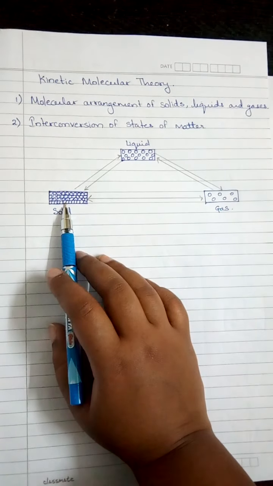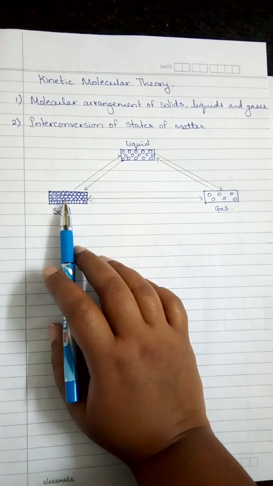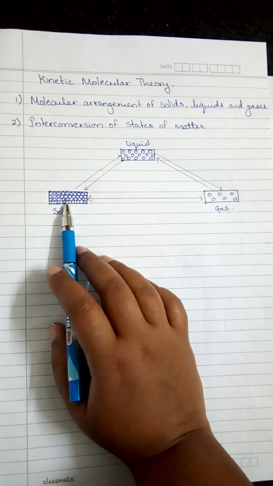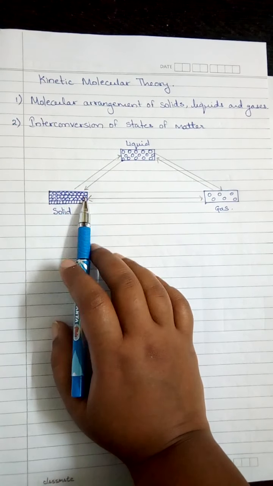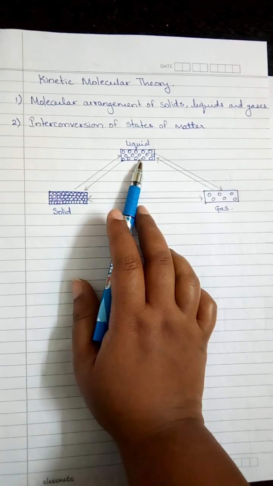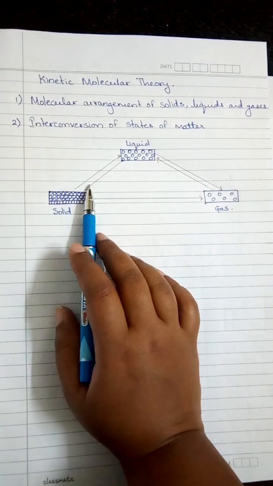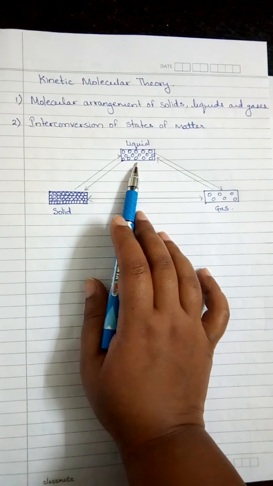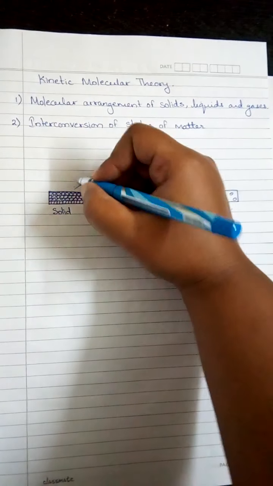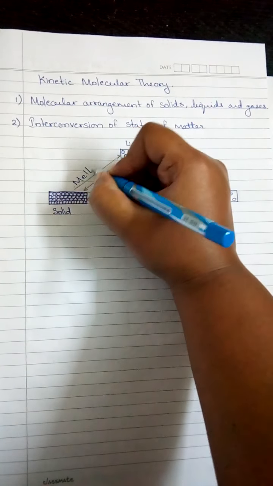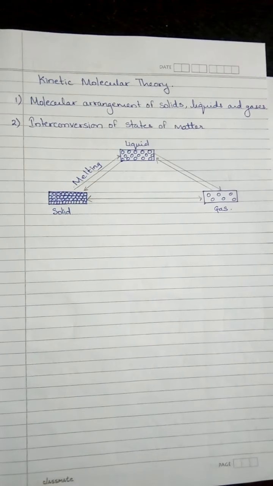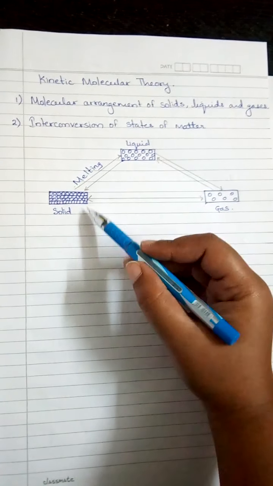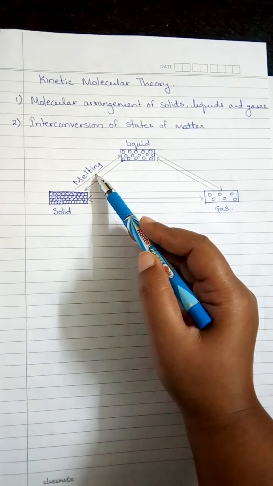Now what we do, take a solid and start heating it. What will happen on heating? The molecules will start vibrating faster, and because of the vibration they will move afar from each other. That means they change into liquid. So this conversion is called melting. Solids will change into liquids, it is called melting.